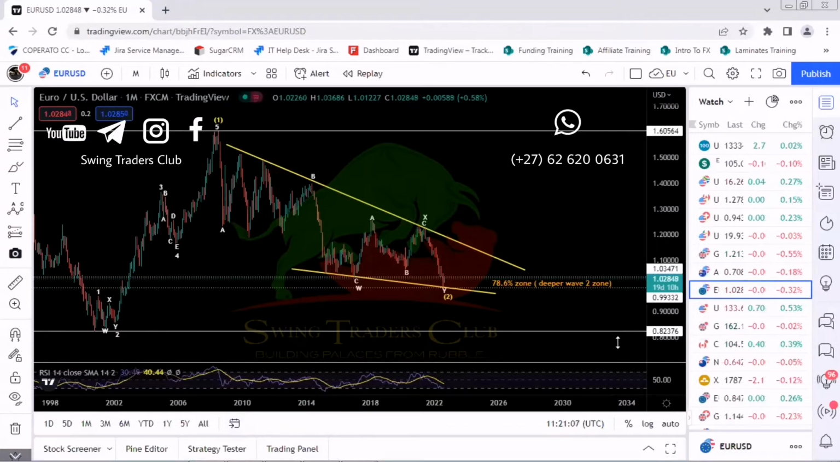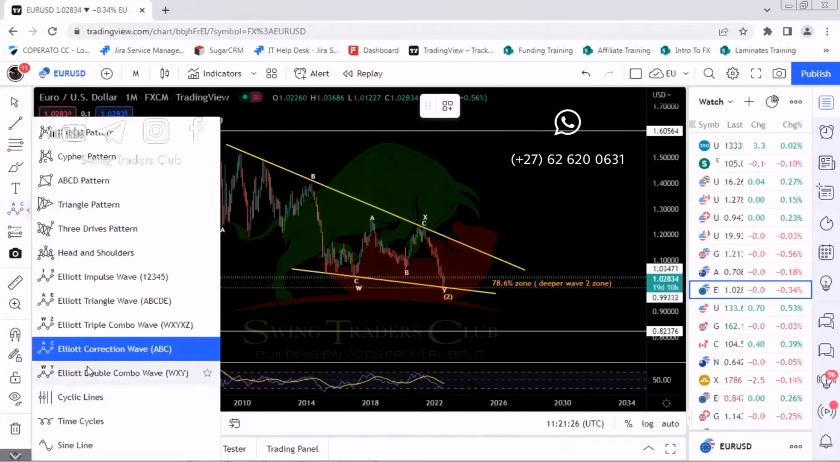Questions, ladies and gentlemen. So now I have my WXY. So in other terms, it can be what? This is a double zigzag. So this is 1, 2. So the market can come again and form another X, and then come again for Z. This is what we call the triple combo. It's called a triple zigzag. It becomes WYZ.